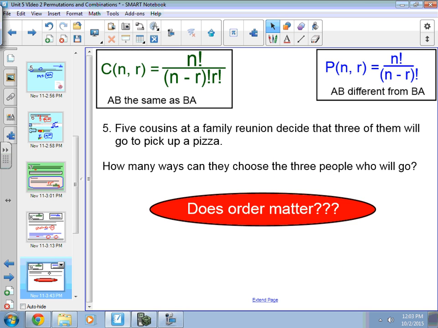Let's try another one. Number 5, 5 cousins at a family reunion decide that 3 of them will go to pick up pizza. How many ways can they choose the 3 people who will go? Does the order matter here? Nope, it doesn't. Okay, we're just picking 3 people to go. Now, if it said who's driving, who's sitting in the passenger seat, and who's sitting in the back seat to go, well, then you're picking a certain order. Then you'd use permutation. But here, if it's just picking 3 out of 5, that would be combination.